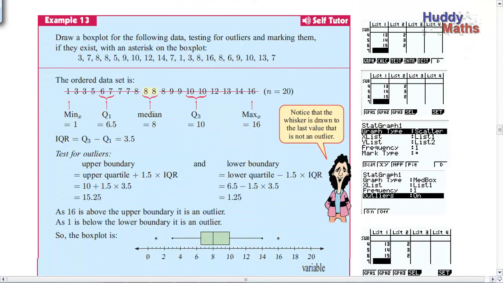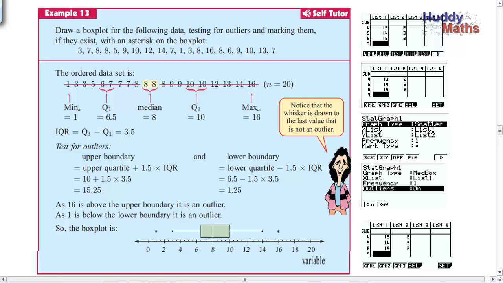This is a very good use of a calculator here. Okay, draw a box plot for the following data, testing for outliers and marking them if they exist with an asterisk on the box plot. So there's the data set, fairly messy to look at. So they've then gone and put the 20 scores in order. Now this is why we might use a calculator in this course, because the calculator will do that for you.